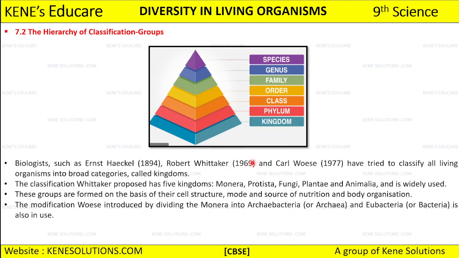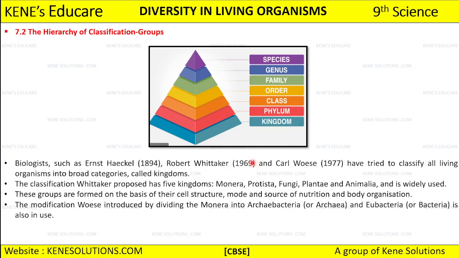Now, the classification system given by Robert Whittaker has five different kingdoms. How many? Five different kingdoms. Can you name them? We have Kingdom Monera, then Kingdom Protista, Kingdom Fungi, Kingdom Plantae, and Kingdom Animalia. So these are the five kingdoms which Robert Whittaker proposed.